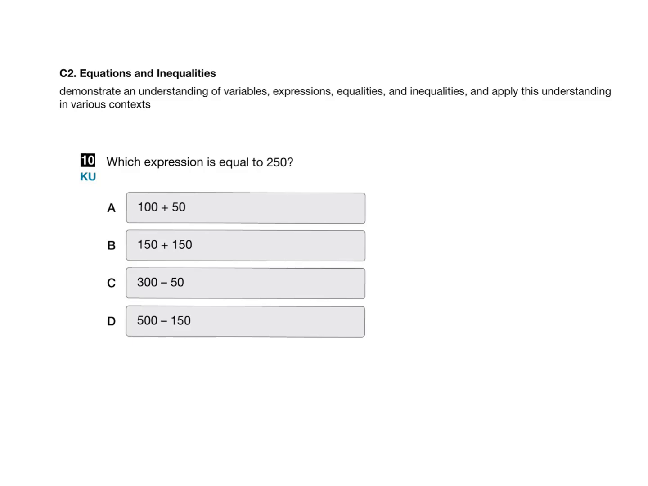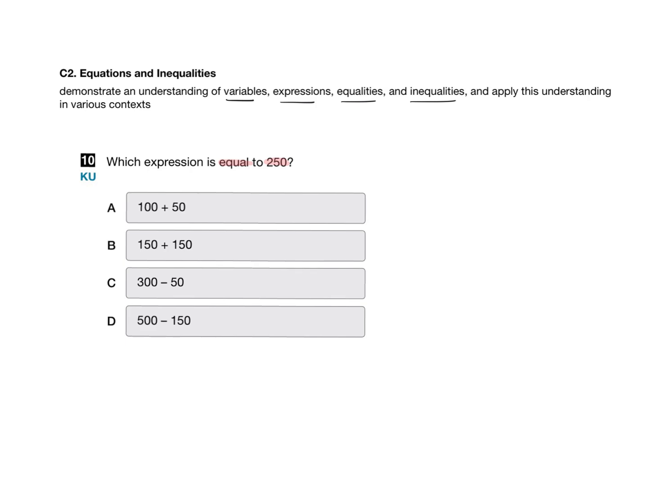Okay, so for today's EQAO prep lesson, we're looking at the algebra strand again, but this time the expectation we're covering is equations and inequalities. So for today, we're going to demonstrate an understanding of variables, expressions, equalities, and inequalities, and apply this understanding in various contexts. The question we're looking at today is a knowledge question, number 10. The question says, which expression is equal to 250?